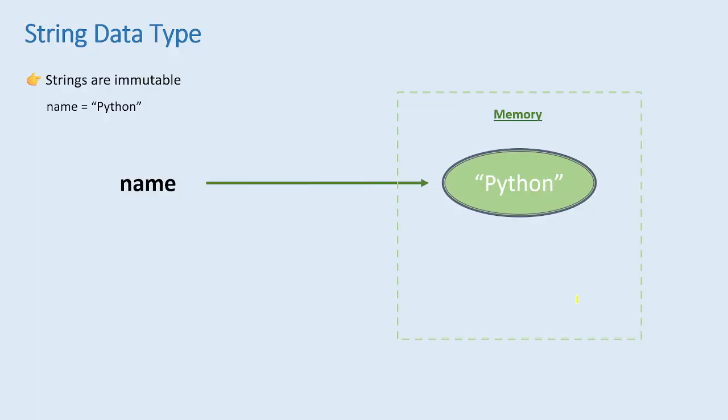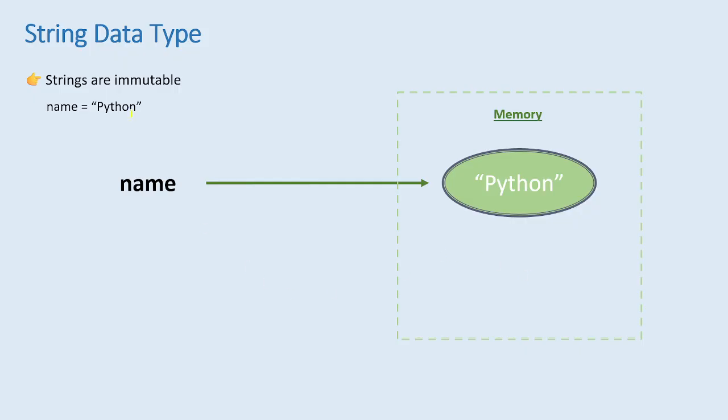Hey everyone, in this video we will discuss why strings are immutable. Why are strings called immutable? Strings cannot be changed once created, hence they are called immutable. So once a string is created, it cannot be changed. Let us see what that means in detail.